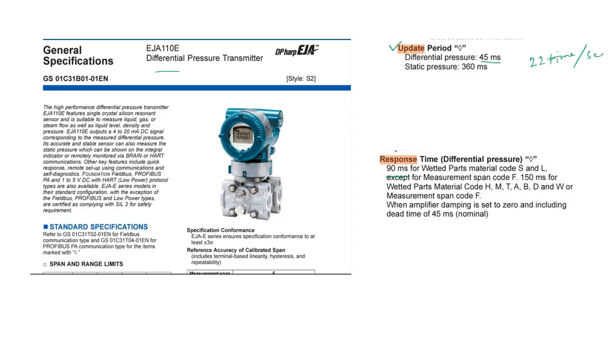So response time, update rate, accuracy, and repeatability are the important parameters when you are choosing the DP transmitter for the anti-surge detection system. This is all about the API 670 guidelines on the response time of the DP transmitter for the anti-surge detection system.